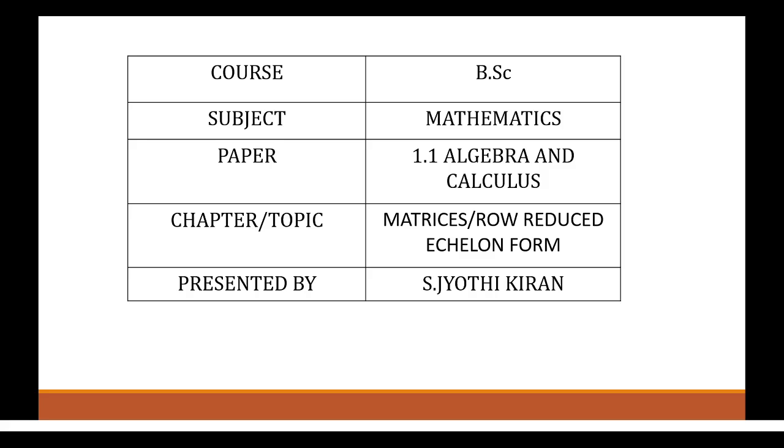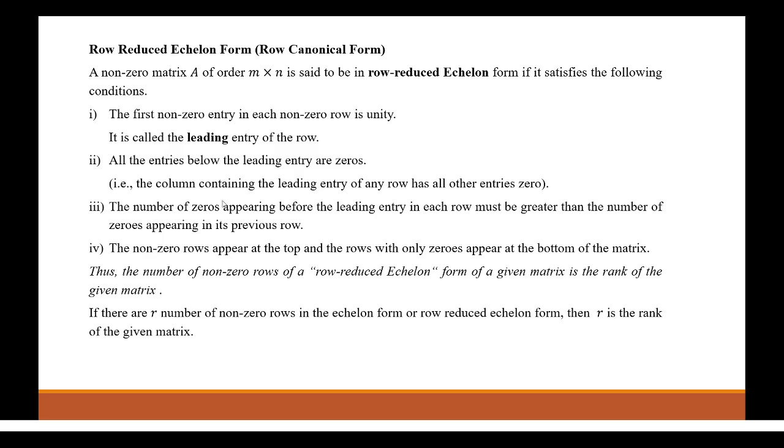Now I am going to explain row reduced echelon form. First we move on to the definition of row reduced echelon form, or it is called a row canonical form. A non-zero matrix A of order m cross n is said to be in row reduced echelon form if it satisfies the following conditions.